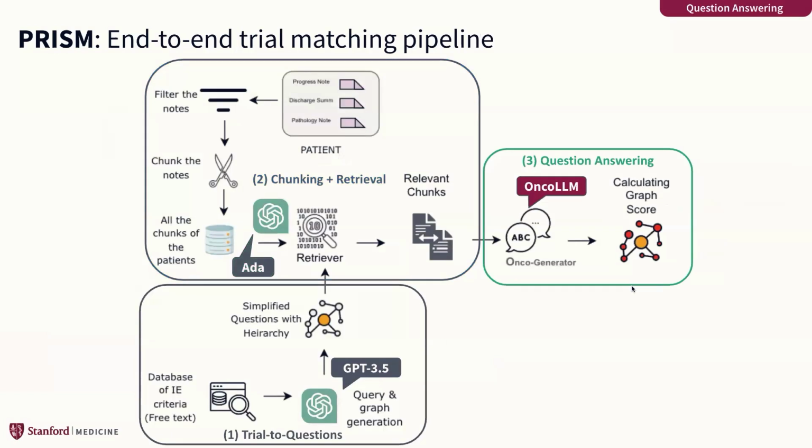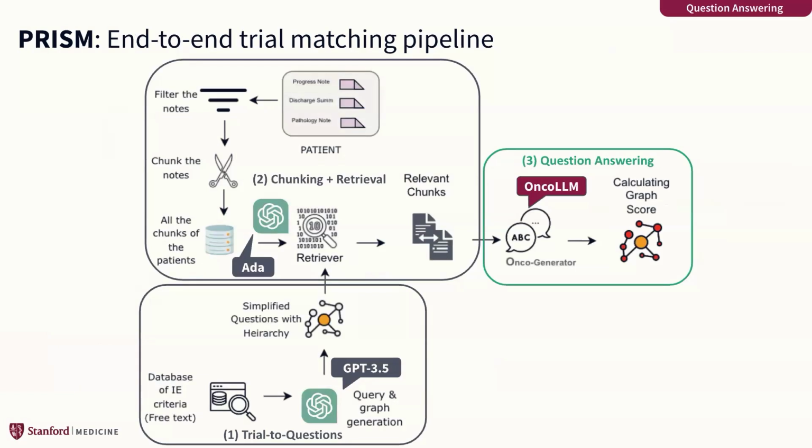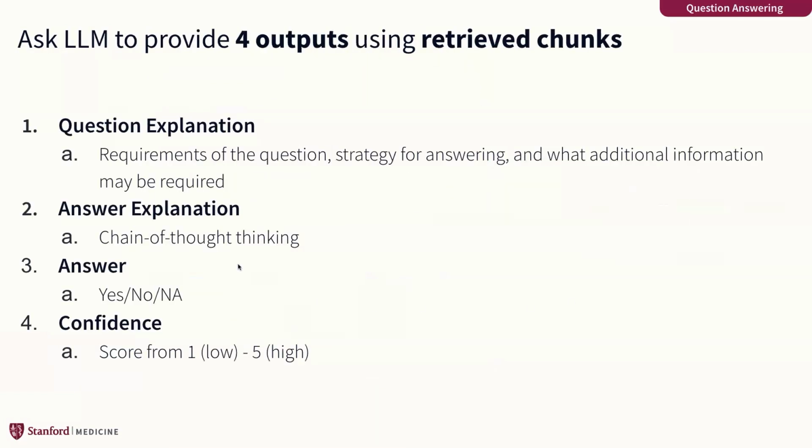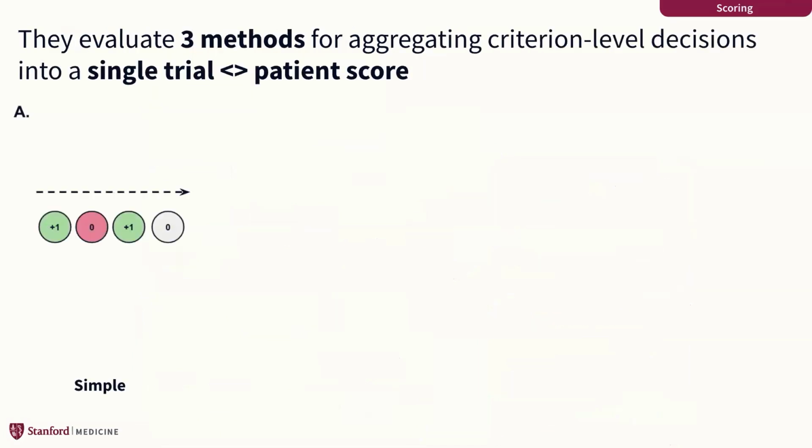Third component is, I guess, the most interesting part, which is the actual question answering. Now that I have the patient's EHR and the criteria, do they have this disease, yes or no? And so this is where we're inserting the special fine-tuned language model. Again, very similar to what we did before. Basically, they have the model output an explanation of the question, a rationale of its answer, the actual answer, and then some sort of confidence score. So again, all this is super similar to what we've talked about before. Finally, they have this cool scoring module at the end, where they try to aggregate these criterion level decisions into a single score for a patient and trial, right?